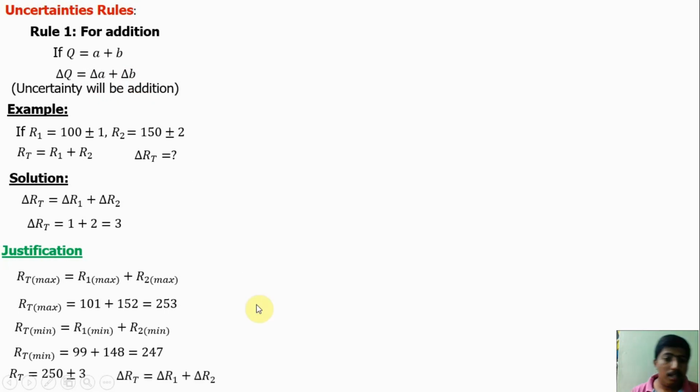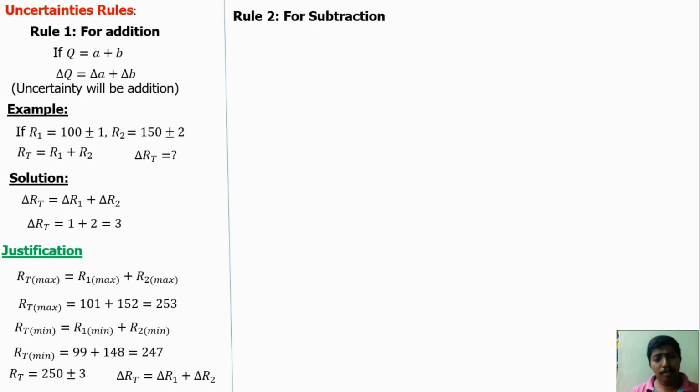Next, for subtraction, if Q parameter is equal to A minus B, what will be the uncertainties? For uncertainties, we have to add. If you add the uncertainties, you will get the result.